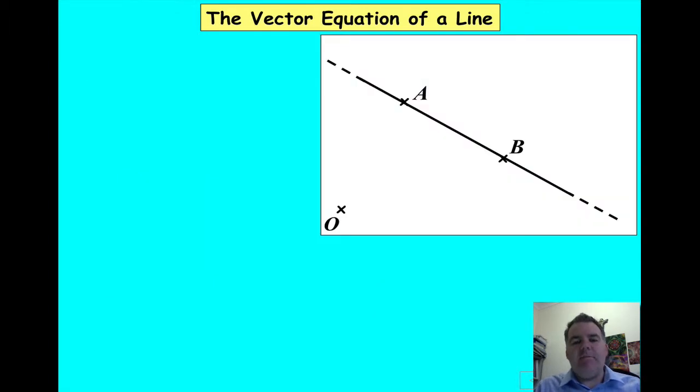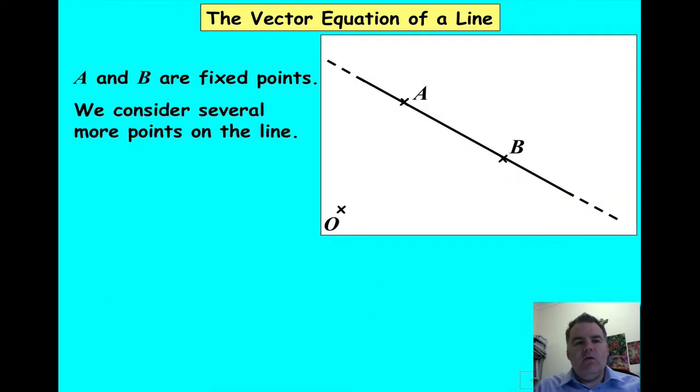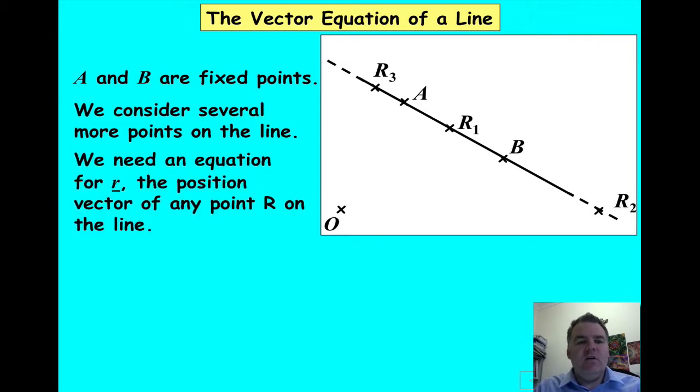Let's say we've got A and B. What we're going to do is we've got several more points in the line. We're going to call them R1, R2, and R3. And I'm going to show you how you can get the position vectors of those points. All right. So we need an equation for R, which is the position vector of any point on the line.